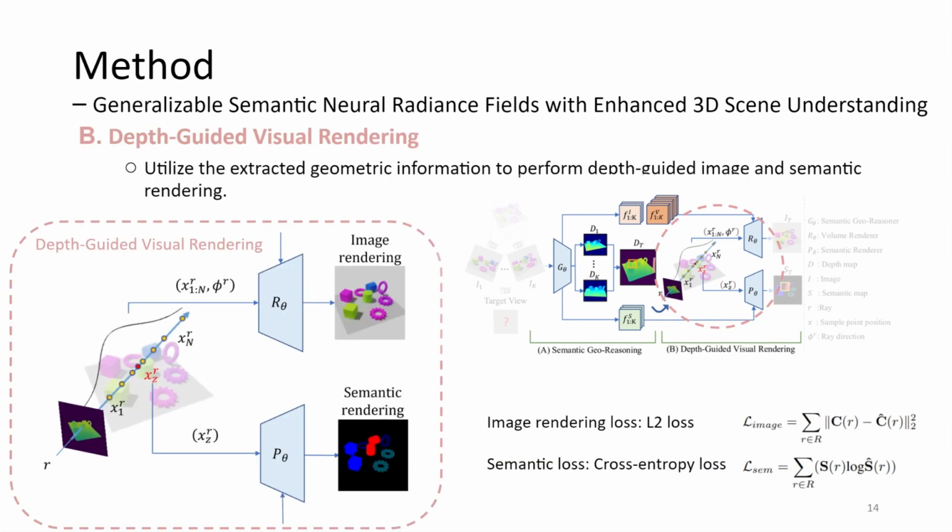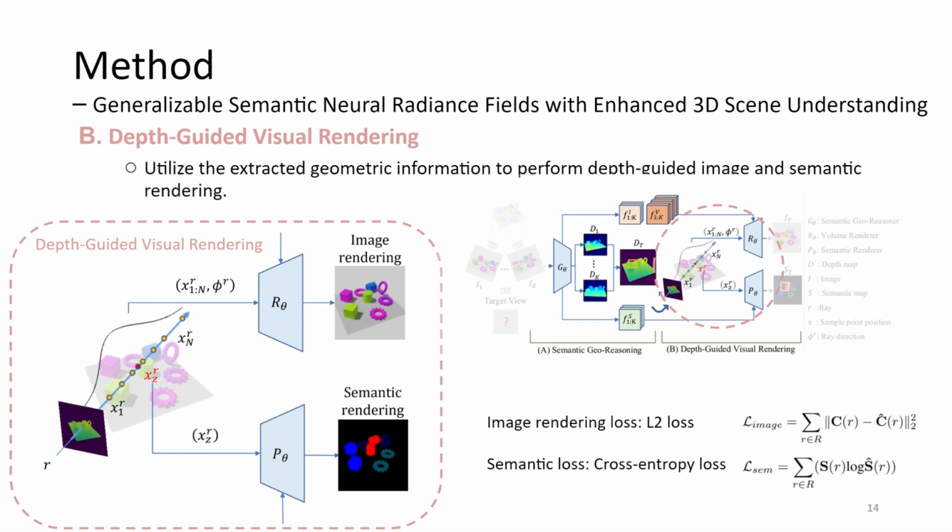Here we illustrate how we utilize geometry cues to enhance both image and semantic rendering. Traditional NeRF methods sample points along a ray either uniformly or hierarchically. However, with our novel view depth estimation, we know where the ray intersects an object. This allows us to avoid excessive sampling in empty space. Instead, we sample points for image rendering, x1 to xn, based on a Gaussian distribution centered around the depth prediction value.